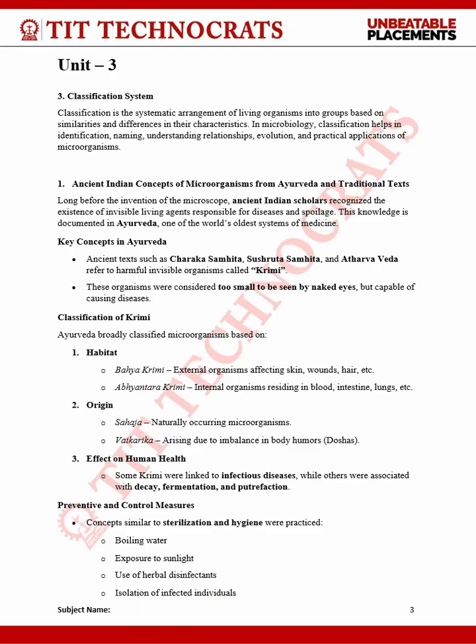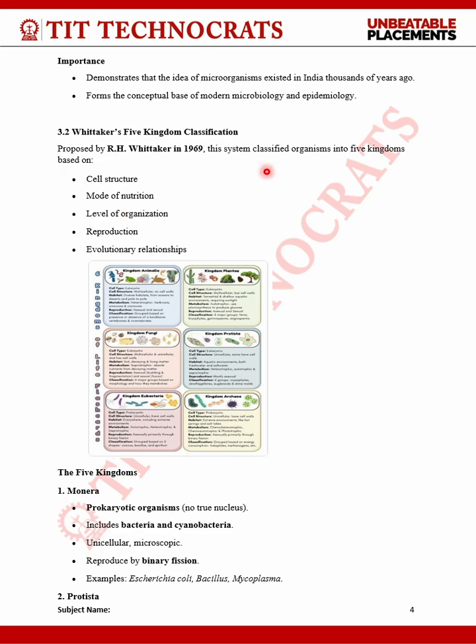isolation of infected individuals. Let's start with Whittaker five kingdom classification proposed by R.H. Whittaker in 1969. This system classified organisms into five kingdoms based on cell structure, mode of nutrition, level of organization, reproduction, and evolutionary relationship. The five kingdom concept contains Monera, Protista, Fungi, Plantae and Animalia.